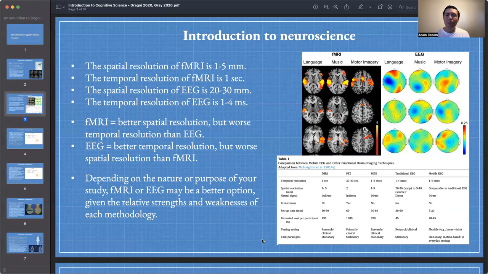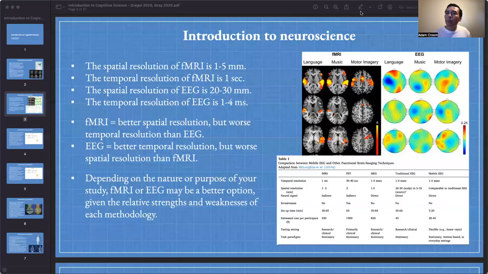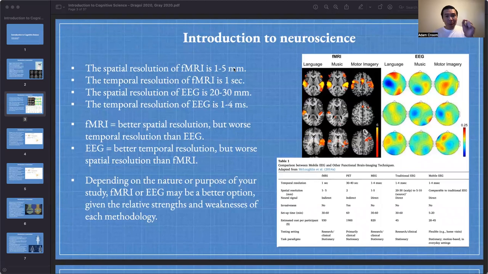So I've provided the spatial and temporal resolution for both fMRI and EEG. We see that the spatial resolution of fMRI is 1 to 5 millimeters, but the spatial resolution of EEG is 20 to 30 millimeters. So we see that the spatial resolution of fMRI is much finer than the spatial resolution of EEG, right? 1 to 5 millimeters for fMRI and 20 to 30 millimeters for EEG.